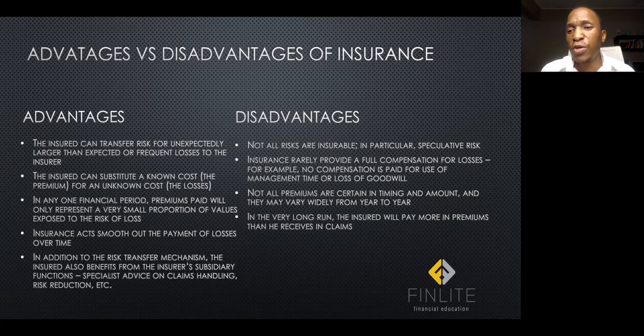Over time, you probably pay more than what you actually claim back, because probability theory says you're not going to get into an accident each and every year. So there will be those years that the insurance company benefits from you not getting into an accident. Over time, those premiums would maybe even be more than what you've actually claimed back. So that's just the disadvantage of it. Quite easy. I hope you understand.